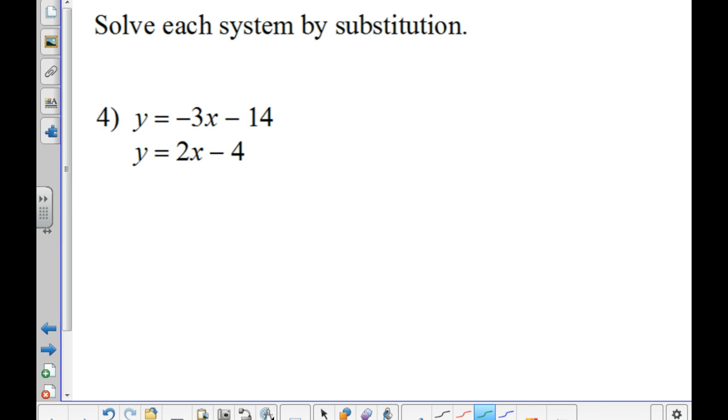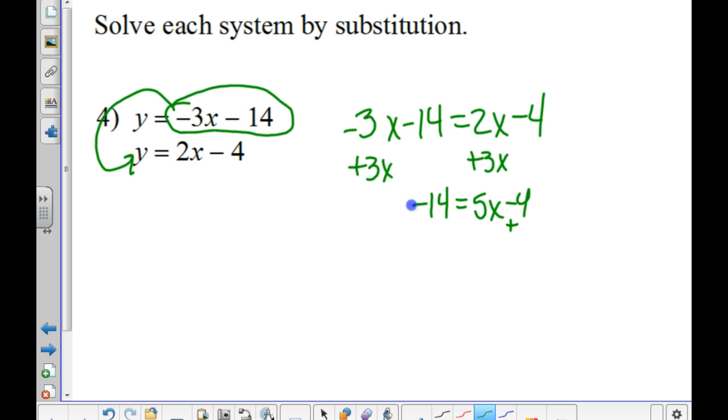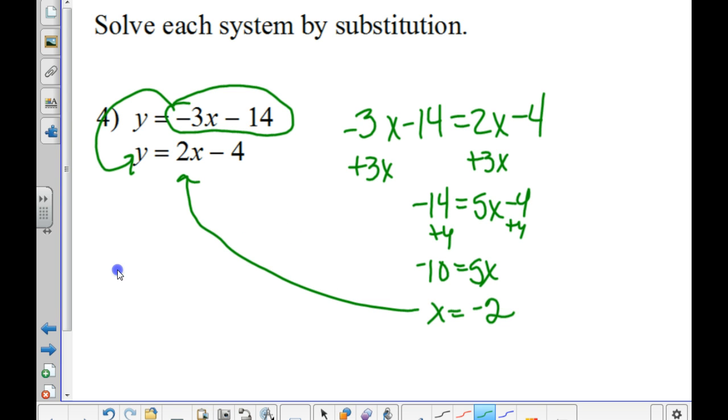Yes. Solve by substitution here. I'm going to substitute all of this in here for this y. So we'll say -3x minus 14 equals 2x minus 4. Maybe this is your favorite method, I don't know. The good news about this one is they're really easy to substitute back in when you're done.